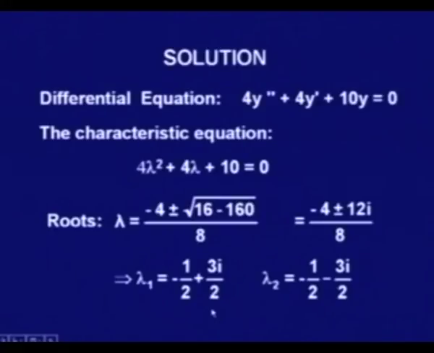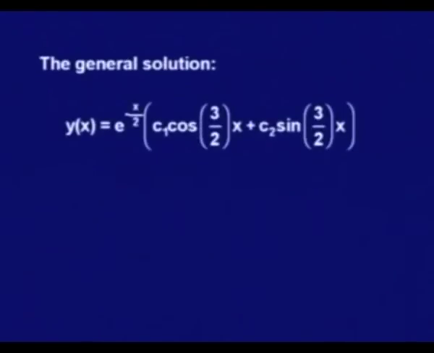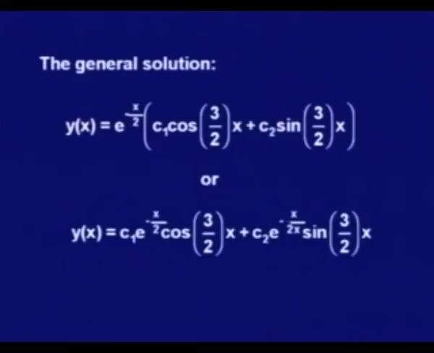So, the general solution will be y as e to the power minus x by 2 times c1 cos 3 by 2x plus c2 sin 3 by 2x, or we can write it as c1 e to the power minus x by 2 cos 3 by 2x plus c2 times e to the power minus x by 2 sin 3 by 2x.